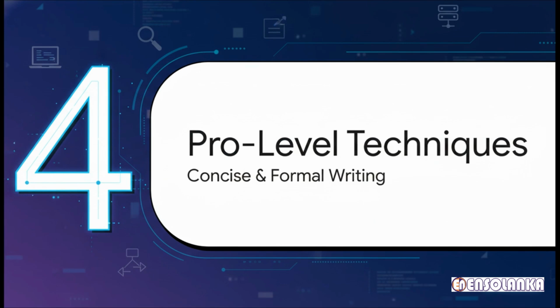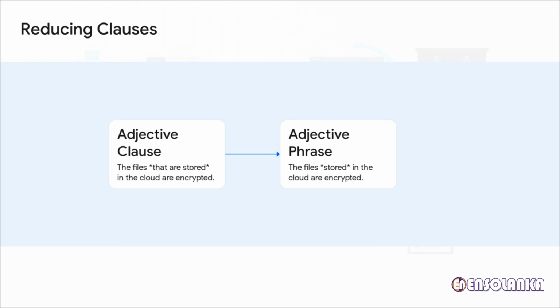All right, let's level up. This section is pro-level, concise and formal. We're going to look at how to really polish your technical writing and make it incredibly sharp. One of the absolute best ways to make your writing more professional is a technique called reduction. You can take a full adjective clause and shrink it down to a shorter phrase. So you go from this, the files that are stored in the cloud are encrypted, to this, the files stored in the cloud are encrypted. See that? We just dropped that R. The meaning is identical, but the second version is so much tighter and more concise.